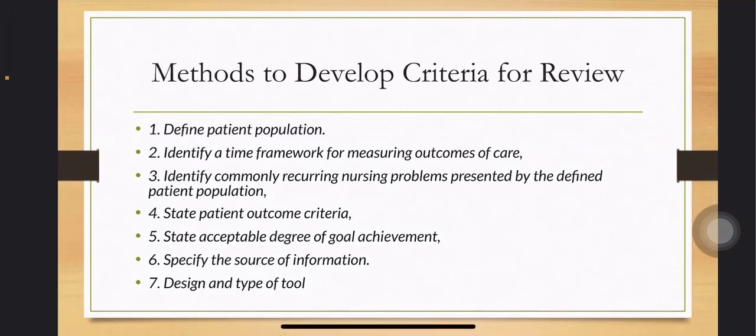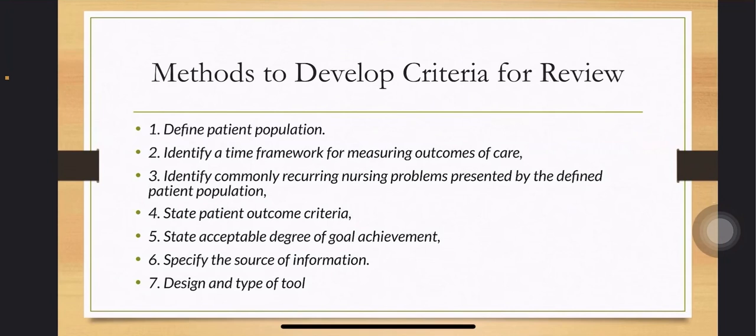So, there are methods to develop criteria for review. Number one, define first the patient population. Two, identify a time frame for measuring the outcomes of care. Three, identify the commonly recurring nursing problems presented by the defined patient population. Four, state patient outcome criteria. Five, state the acceptable degree of goal achievement.